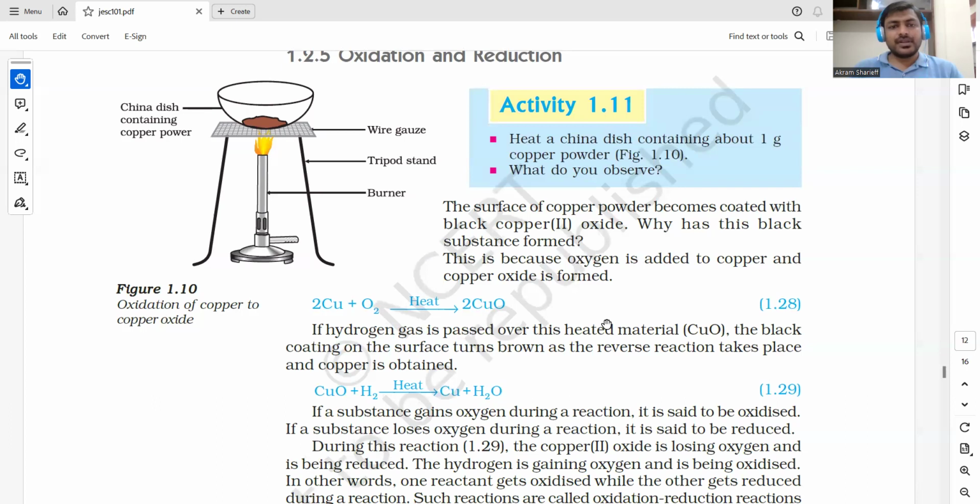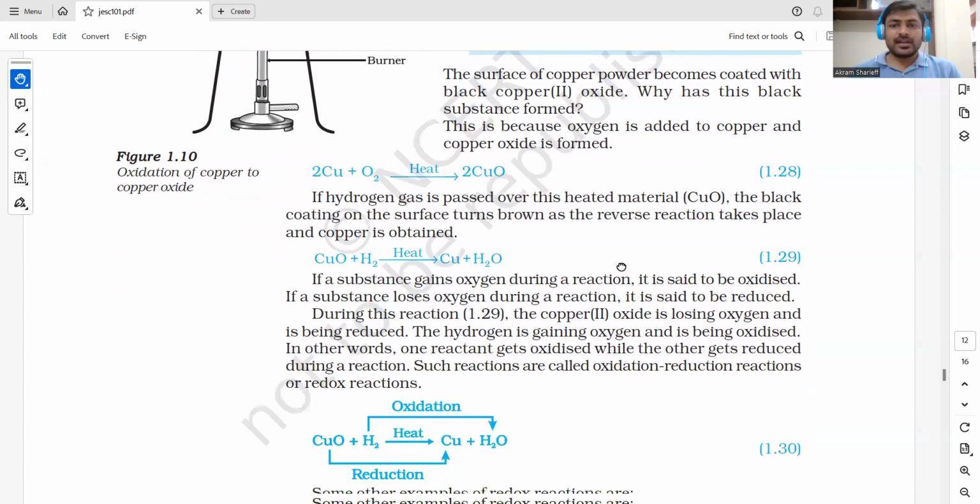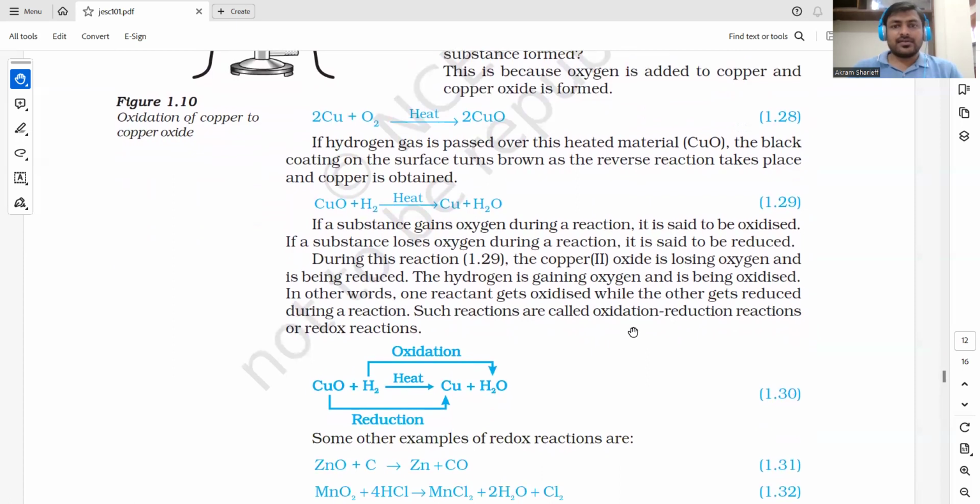Okay. Next, we'll see an example for another reaction, the reduction reaction. If hydrogen gas is passed over the heated copper oxide, the black coating on the surface turns brown. Now we have reversed that reaction. Copper oxide plus hydrogen is giving you copper back plus water. So this reaction is what? Reduction reaction. So if a substance gains oxygen during a reaction, it is said to be oxidized.